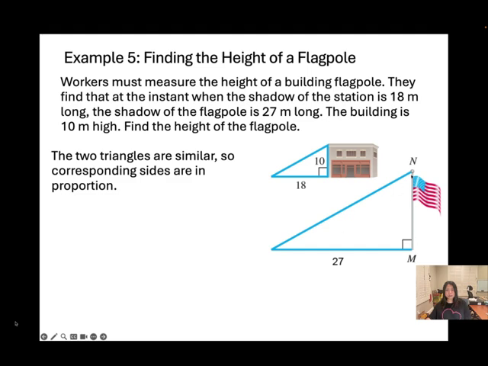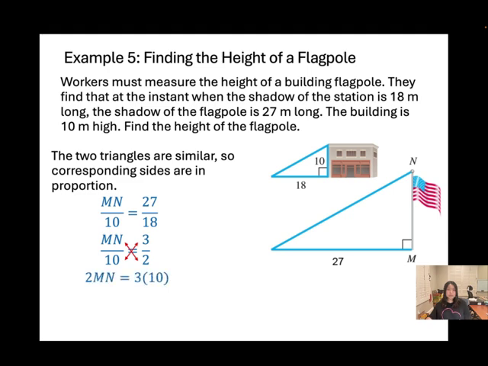We want to find the height of the flagpole here. So we use this line MN over 10, and then 27 over 18. MN corresponds to 10 here, and 27 corresponds to 18. Now we could simplify it first, and then use cross multiplication. You get this, and then divide by 2 on both sides. So 2 divided by 2, that would be 5. 5 times 3 is 15. So we know the flagpole is 15 meters high.